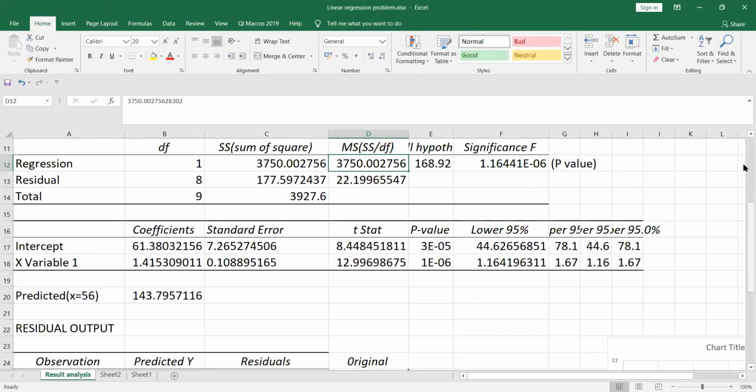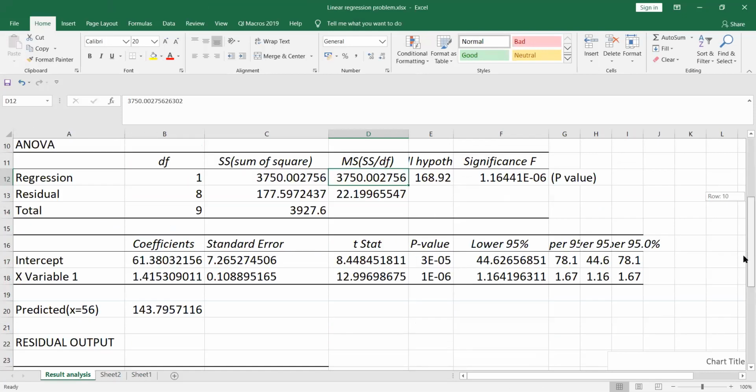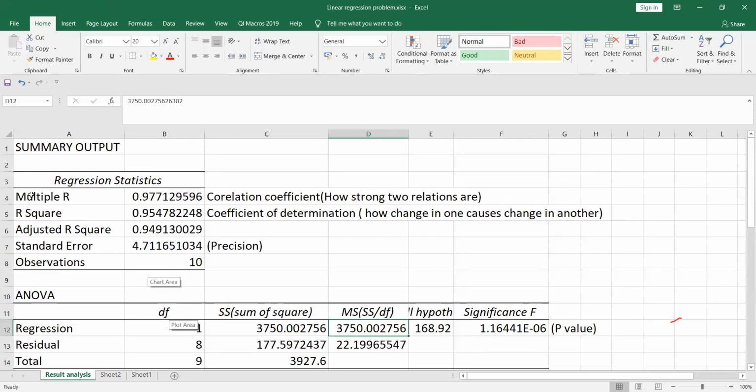So what analysis did we get after the detailed analysis? We got the analysis in 3 sections: one is regression statistics, then ANOVA, and finally the equation. The regression statistics first gives multiple R. This is the correlation coefficient, and I have asked the same question in the quiz also. It gives you how strongly your 2 variables, height and weight, are correlated. This is given by multiple R, 0.977, so it has a very high correlation.